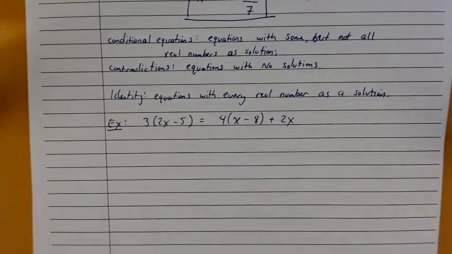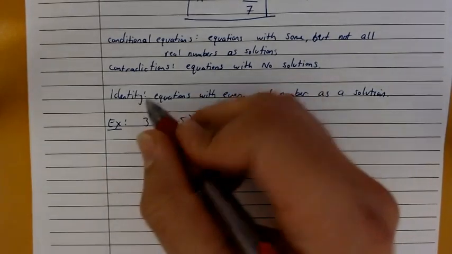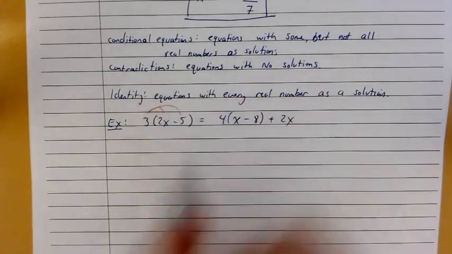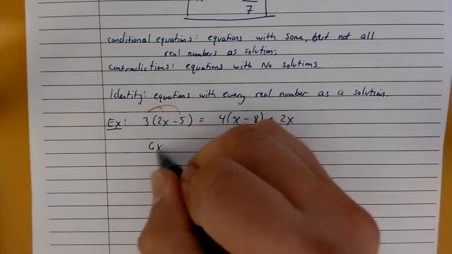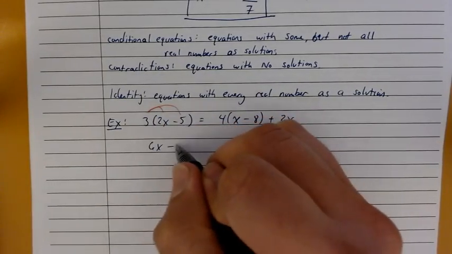Without knowing that this is anything different, we would just proceed to solve. We would start by simplifying both sides of our equation. We would distribute. Okay, here we go. Here's some distribution. 3 times 2x is 6x. 3 times minus 5 is minus 15.